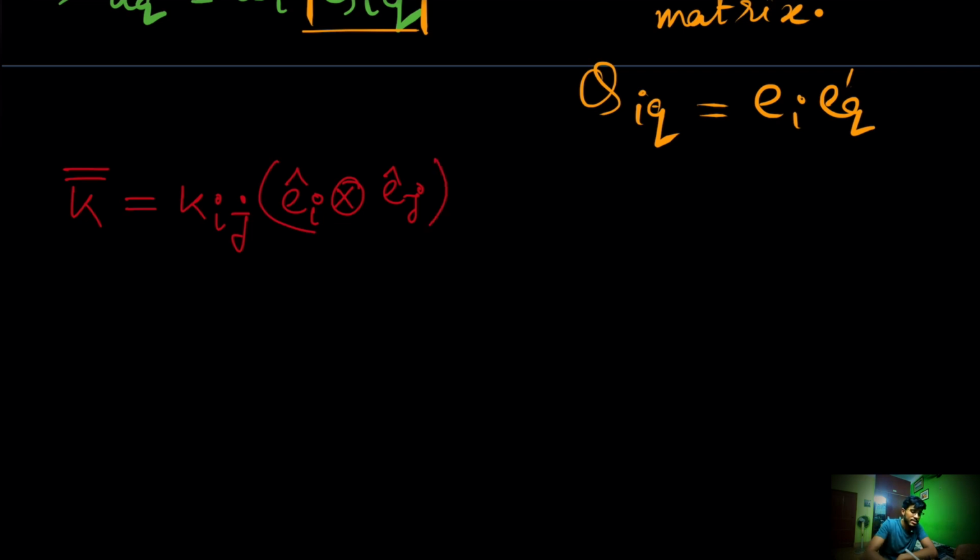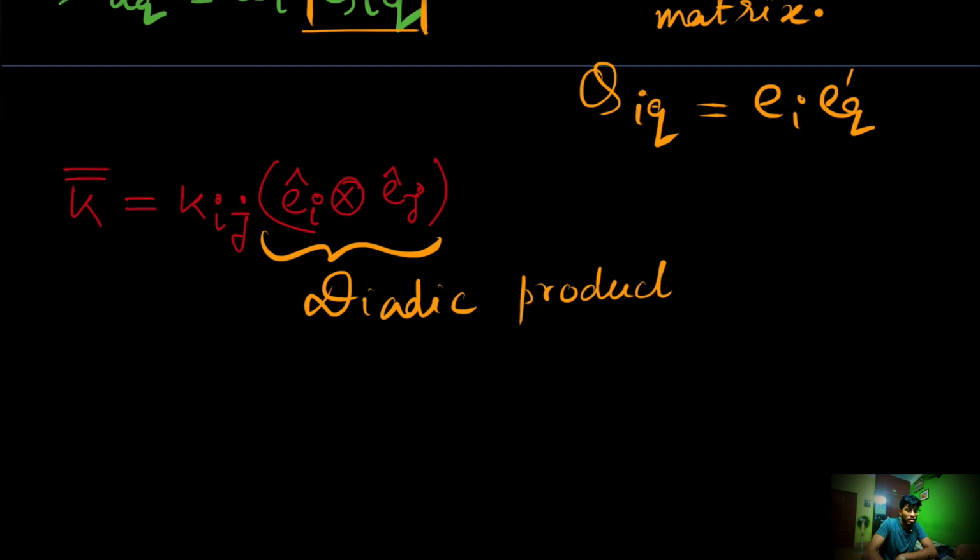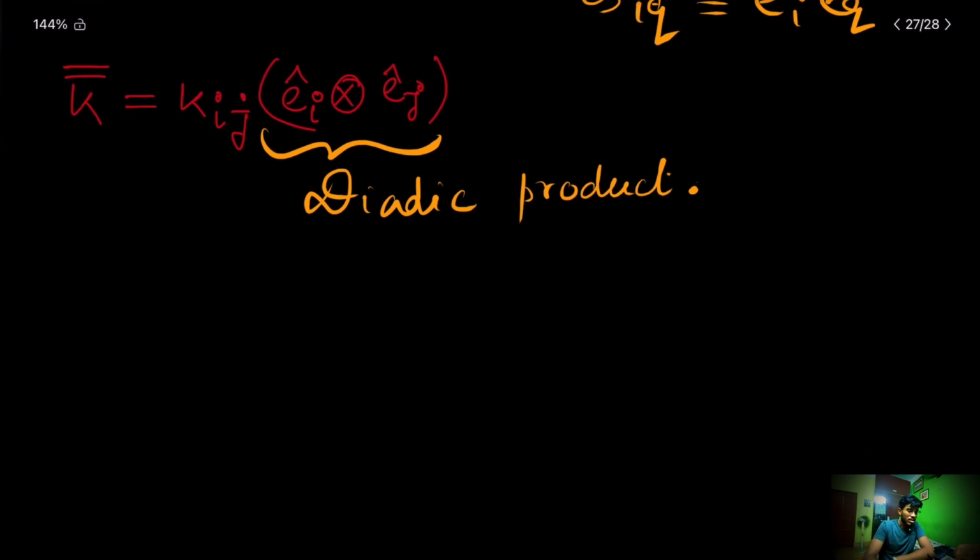So what is this? This is called the dyadic product of two vectors. So this is called the dyadic product. Now what is this thing? So what do you mean by normal dot product?